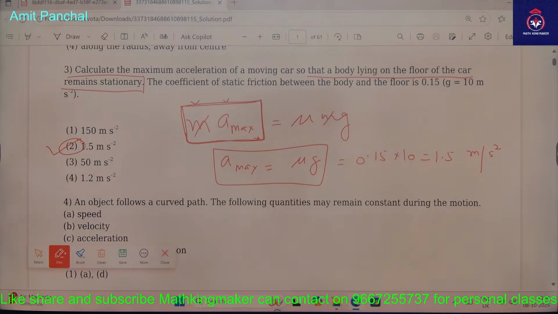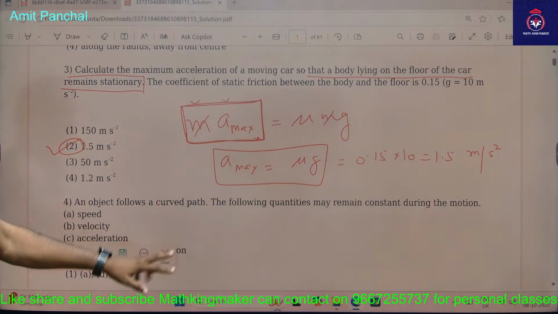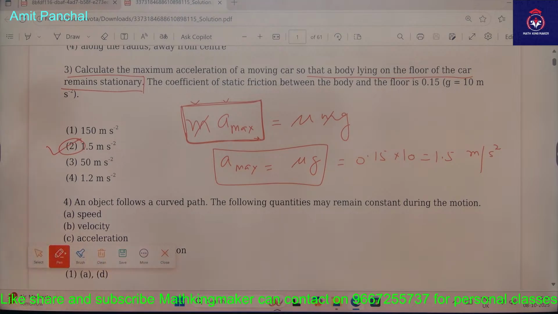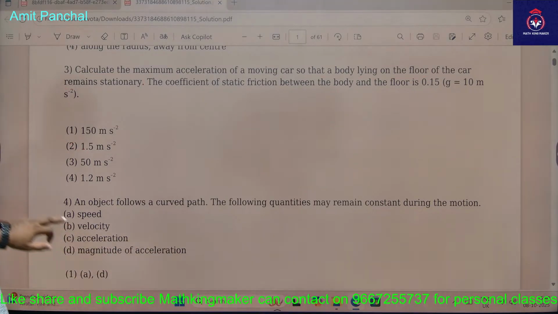In every case, yes. But what if it's an object attached with a string or something like that, and the string is being moved like a pendulum? String is a different concept. When it's like a car, an object lying in the car, only then will this work. Because if it is attached with the string, then tension will also come into the picture. Okay, now fourth one.